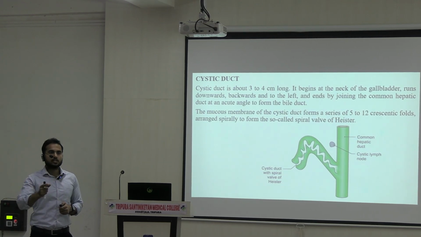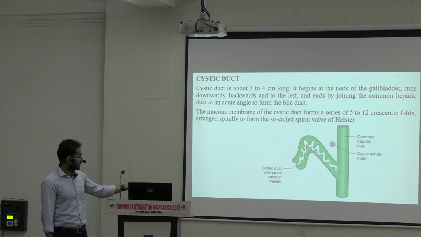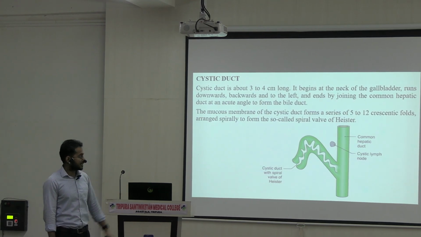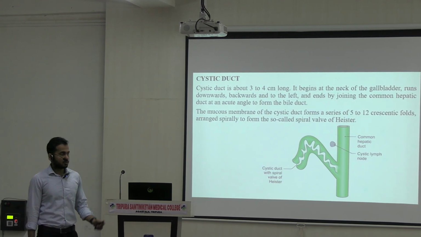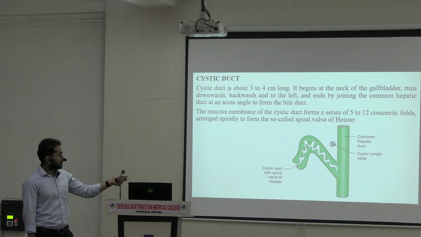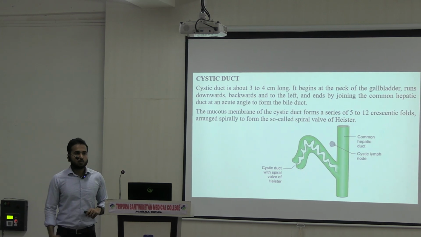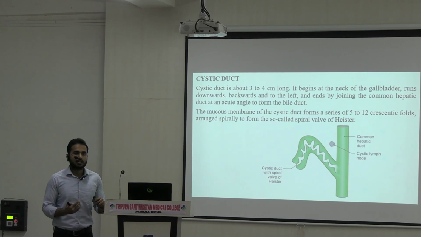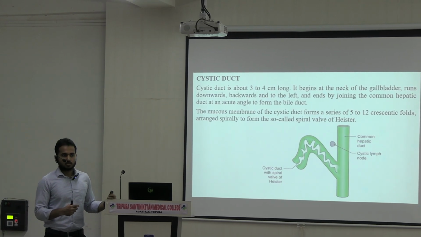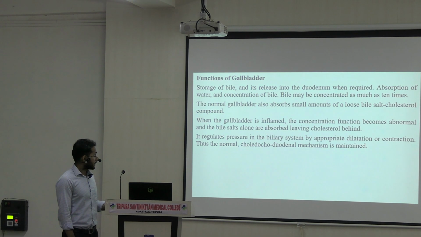Now if you see the interior of the cystic duct, as you can see, the spiral valves are there, and these are also called as valve of Heister. The 5 to 12 crescent folds are arranged spirally, and these are called as spiral valve of Heister. Why they are present? Because they control the flow of the bile.